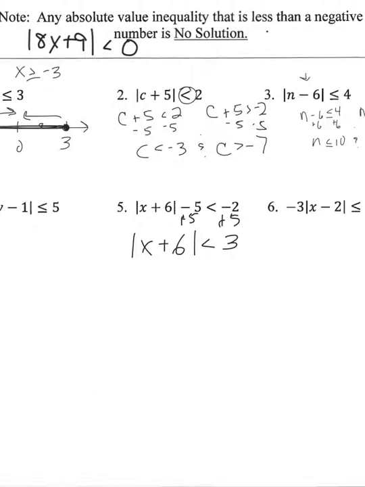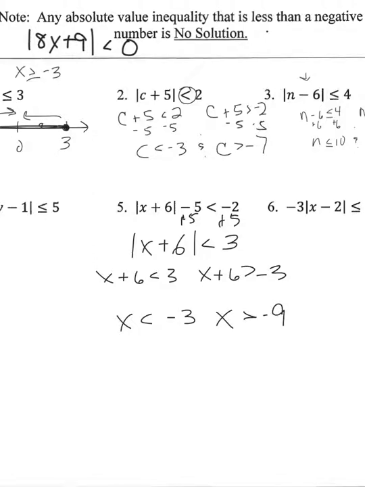So then you're going to do your two possibilities. x plus 6 is less than 3, and x plus 6 is greater than negative 3. And then you're going to solve, and you'll get x is less than negative 3, and x is greater than negative 9. So it's the conjunction of those two.